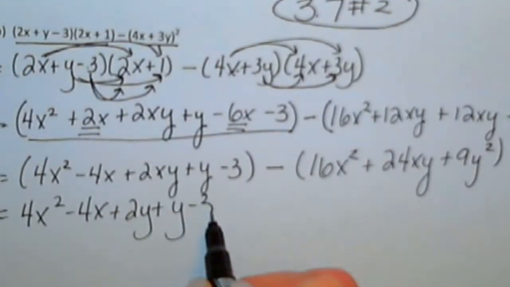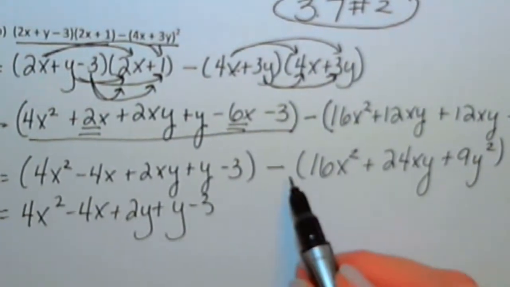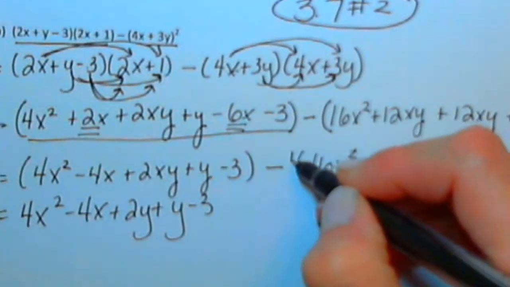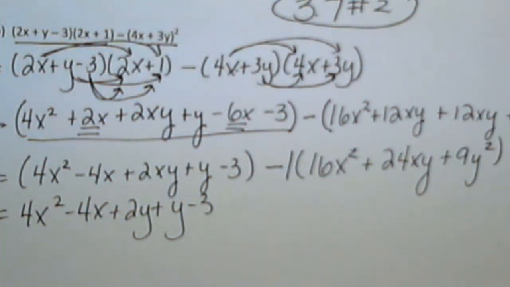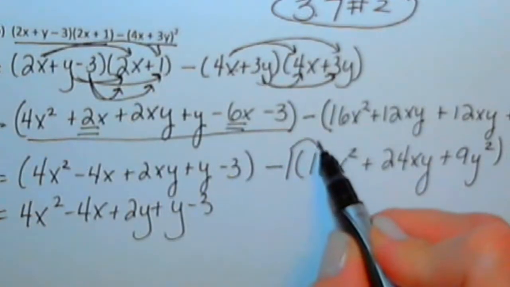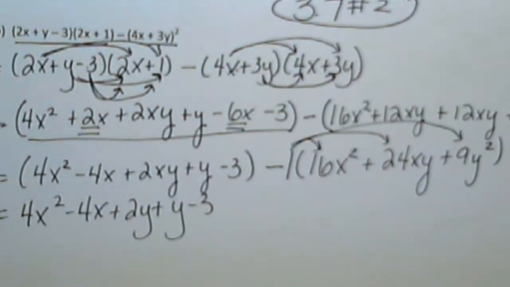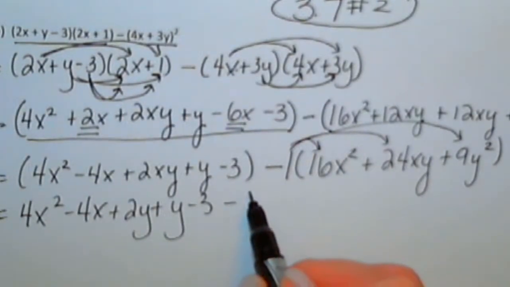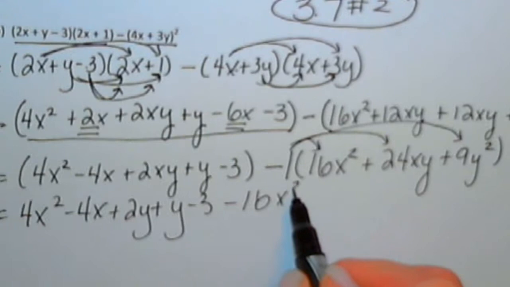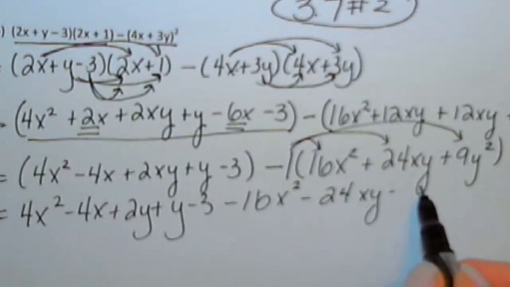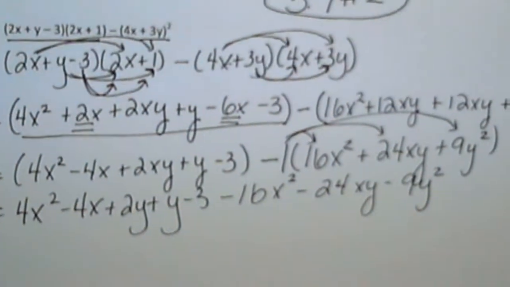However, this last set of brackets has a minus sign, and what you need to know is a minus sign is technically a minus 1. So I need to take this minus 1 and multiply it by everybody. And multiplying anything by a minus 1 just changes its sign. So this is going to be minus 16x squared minus 24xy minus 9y squared.